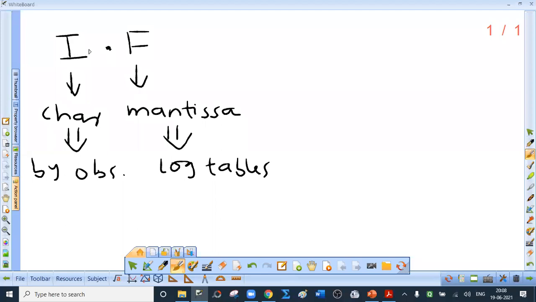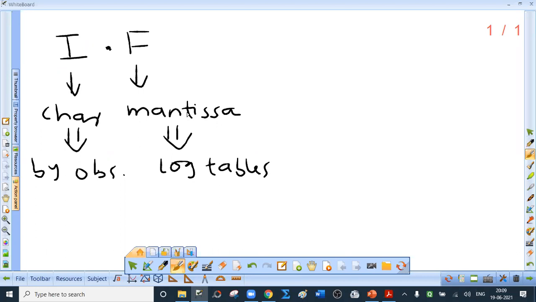One student is asking what is an integer. See, -3, -2, -1, 0, 1, 2, 3, all are integers. So integer can be positive, negative, or 0. 0 is neither negative nor positive. And this fractional part, which is called as mantissa, is always positive, irrespective of characteristic.